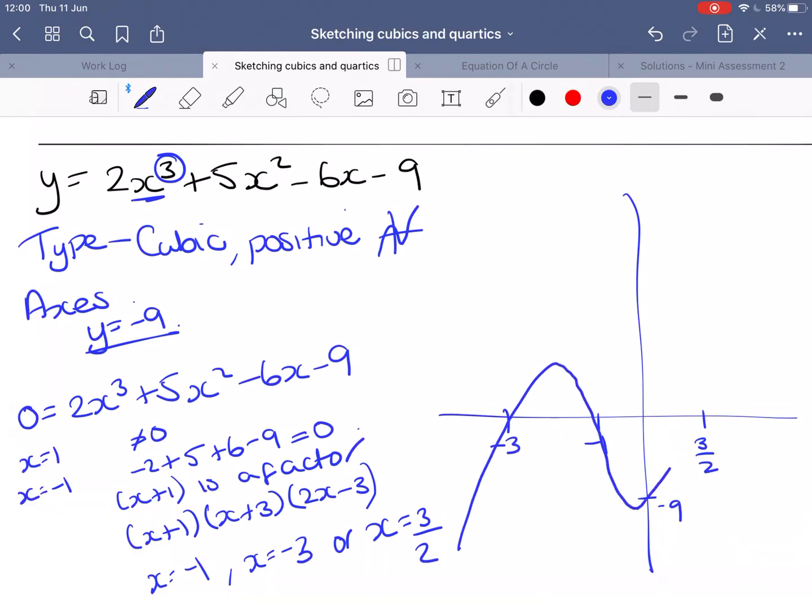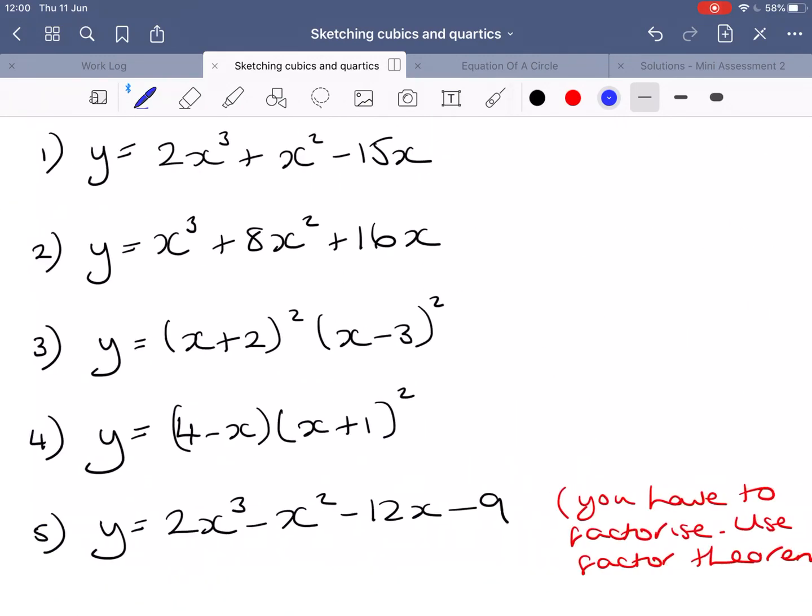And actually, this is one of those ones where you can't draw it the one way round, because it's just impossible to go through those 4 points drawing it the wrong way round. And that's it. So, have a go at these 5. Okay, so remember with that last one, you've got to use your factor theorem like I did. So it's a bit of a longer one. But have a go, press pause, and when you want to see the answers, press play.